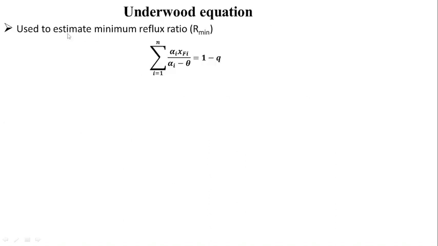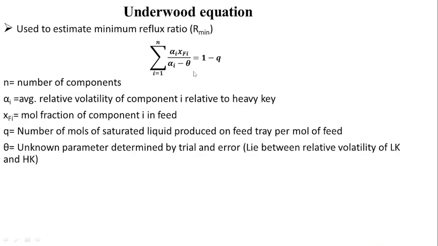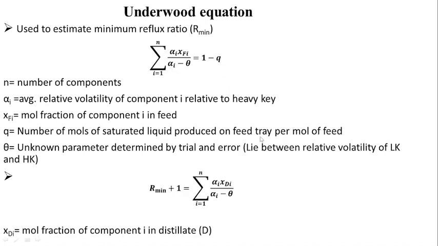Next is the Underwood equation. The Underwood equation is used for estimation of the minimum reflux ratio. This is the equation where one theta value is given. First we need to fix the feed quality, then we will be able to find the theta value. This theta value can be identified by trial and error method. After obtaining theta, we can substitute that theta in this equation. From there we can find the R minimum value.